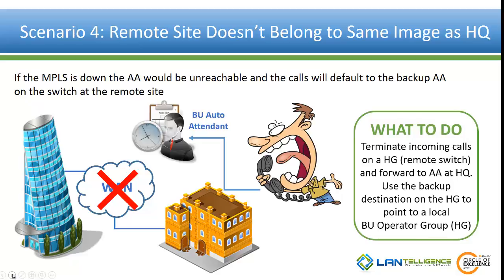So we're going to terminate incoming calls on a hunt group at the remote switch, and then forward it to the auto tenant. Now this can be a 4-digit extension. So this could be the auto tenant at image 1 or at image 2 or image 3. Because it's a 4-digit extension, it doesn't matter what number you're actually forwarding it to. Okay, and then again, the backup destination is going to be a backup hunt group. So this is probably a less frequent type of scenario, but again, it works the same way, utilizing the backup destination to keep it local, and having the primary one try to go to the remote, the headquarters location.